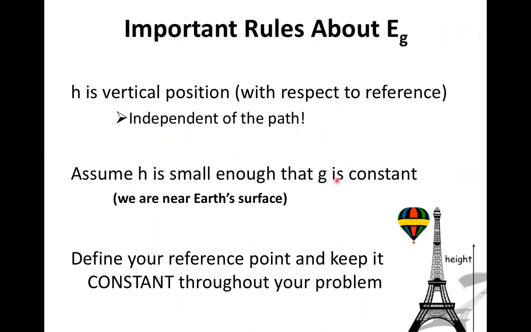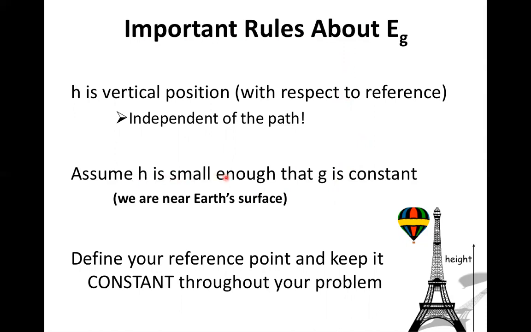So you might have gone up 10 meters and down 8 meters and then up 2 more meters. So at the end of the day, you're 4 meters higher than you started. And it doesn't matter, any backtracking, it doesn't matter.